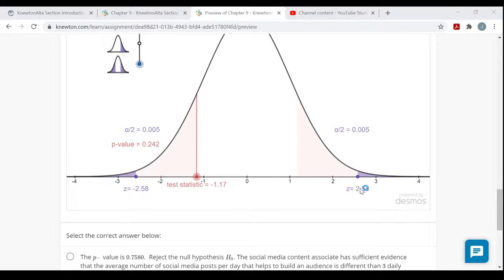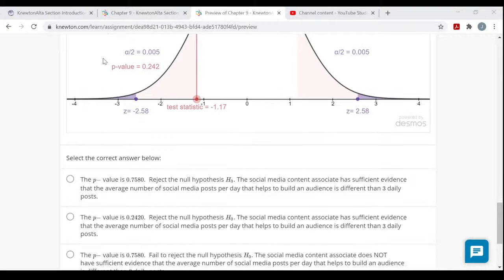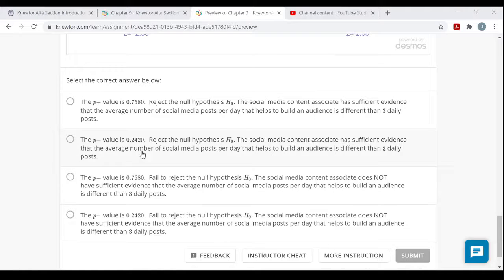If you were doing critical values, the entrances to these rejection regions are 2.58 and negative 2.58. The test statistic is not beyond those. We're not in the rejection region. So either way you look at it, whether critical values or p-value, you're not in the rejection region. You do not reject the null hypothesis. So the p-value is 0.242, which is the second or third option here, and we don't reject the null. That means the social media content associate does not have evidence to support their claim that the audience needs a number other than 3 daily posts.